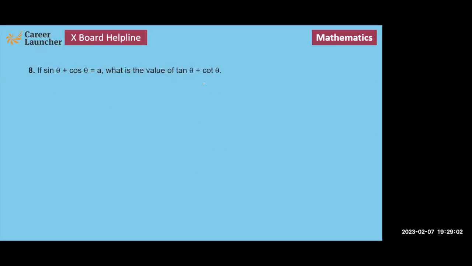So you must express this in terms of A. So obviously when he's saying this, please express this in terms of A. Sin theta plus cos theta is equal to A. What is the value of tan theta plus cot theta? 2 by A minus 1.